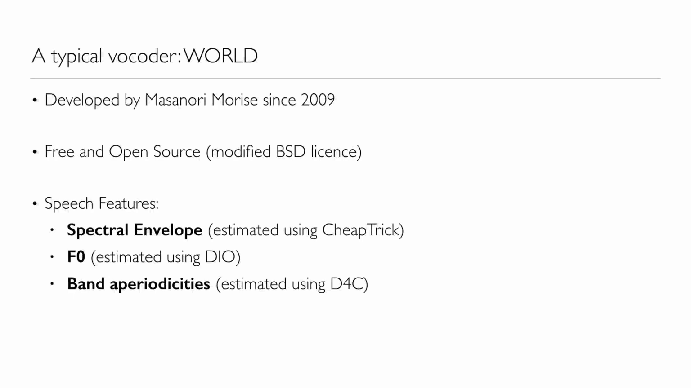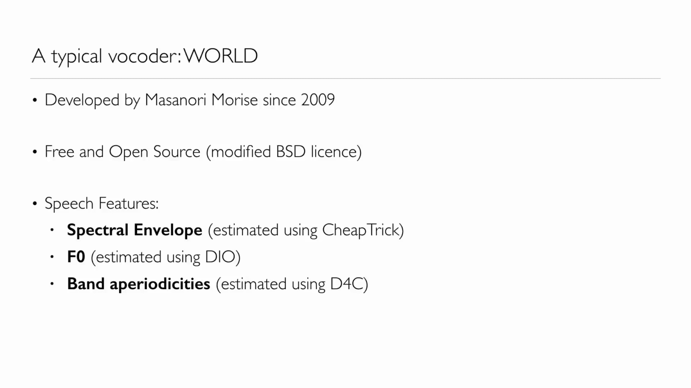We use the WORLD vocoder because it is open source and free. It is very well programmed. It's very standard, the way it works is stable, and we have some recipes in the Merlin toolkit to work with WORLD directly. So it extracts, as I mentioned, spectral envelope, fundamental frequency, and band aperiodicities.